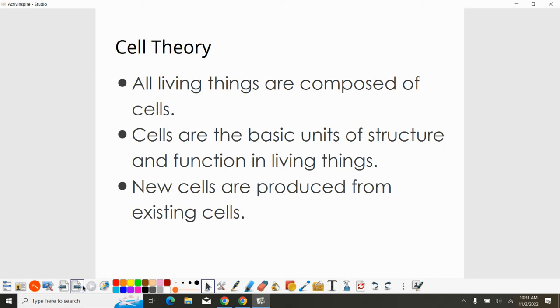Cell theory says three things. All living things are composed of cells. Cells are the basic units of structure and function of living things. They are what make living things tick. And new cells are produced from existing cells.